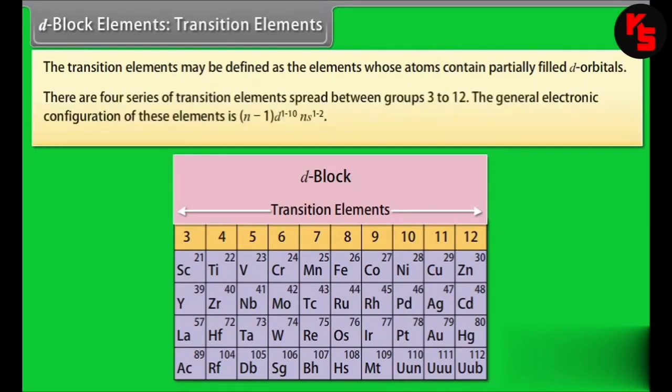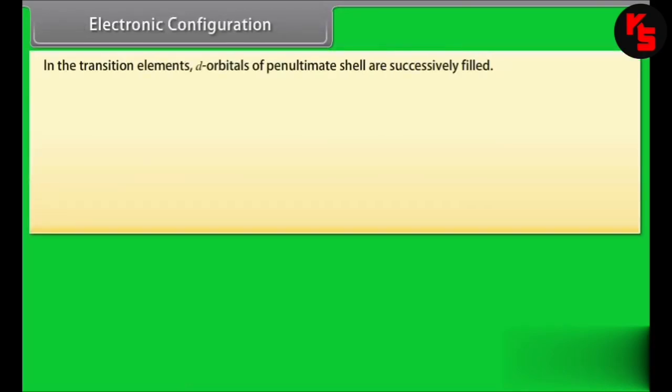There are 4 series of transition elements spread between groups 3 to 12. The general electronic configuration of these elements is (n-1)d1 to 10 ns1 to 2. Electronic configuration. In the transition elements, d orbitals of the penultimate shell are successively filled. There are 3 transition series.